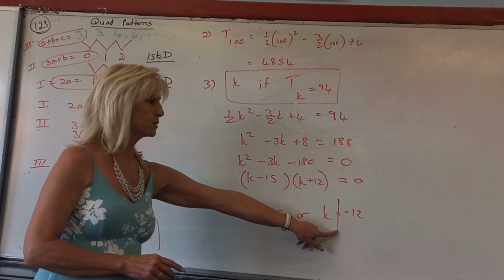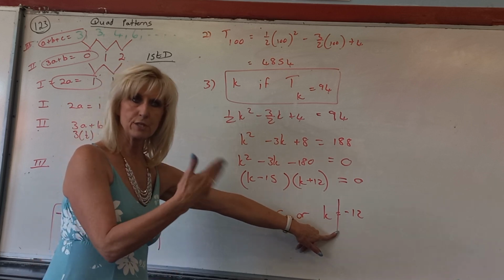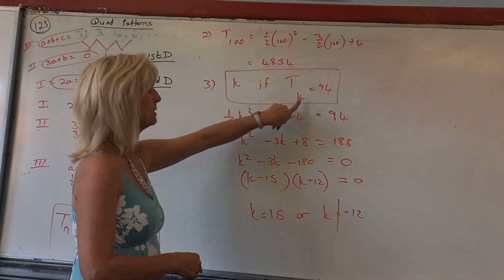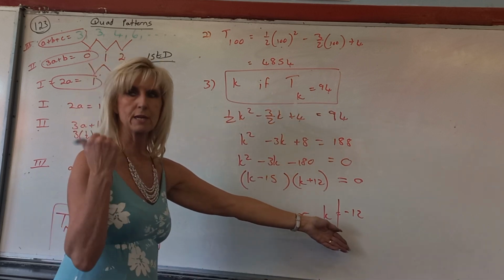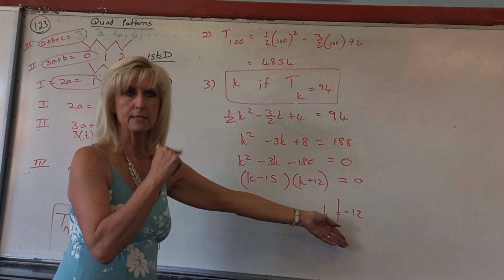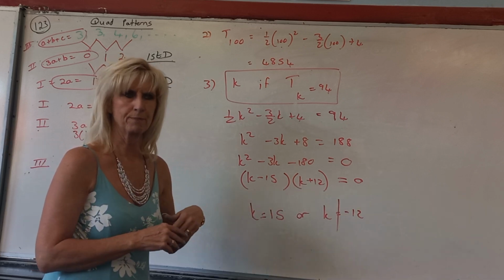Please tell me why that's not applicable. Because K is the position number. I asked you which term in the sequence is 94, so it can't be position number -12, like a position in the athletics team after the marathon. Somebody placed -12. Okay.